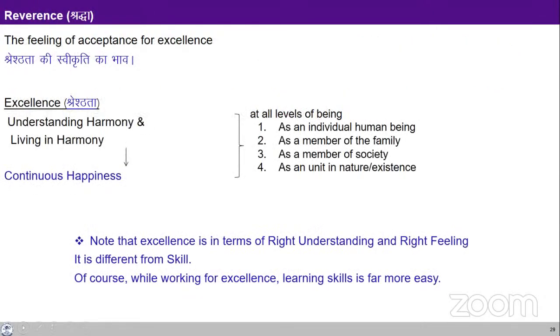So reverence, the feeling of acceptance of excellence. Excellence is understanding harmony and living in harmony. So this is the feeling we have to ensure for the other people. They have the feeling towards the others, the excellence. They are working for their excellence. That is reverence.